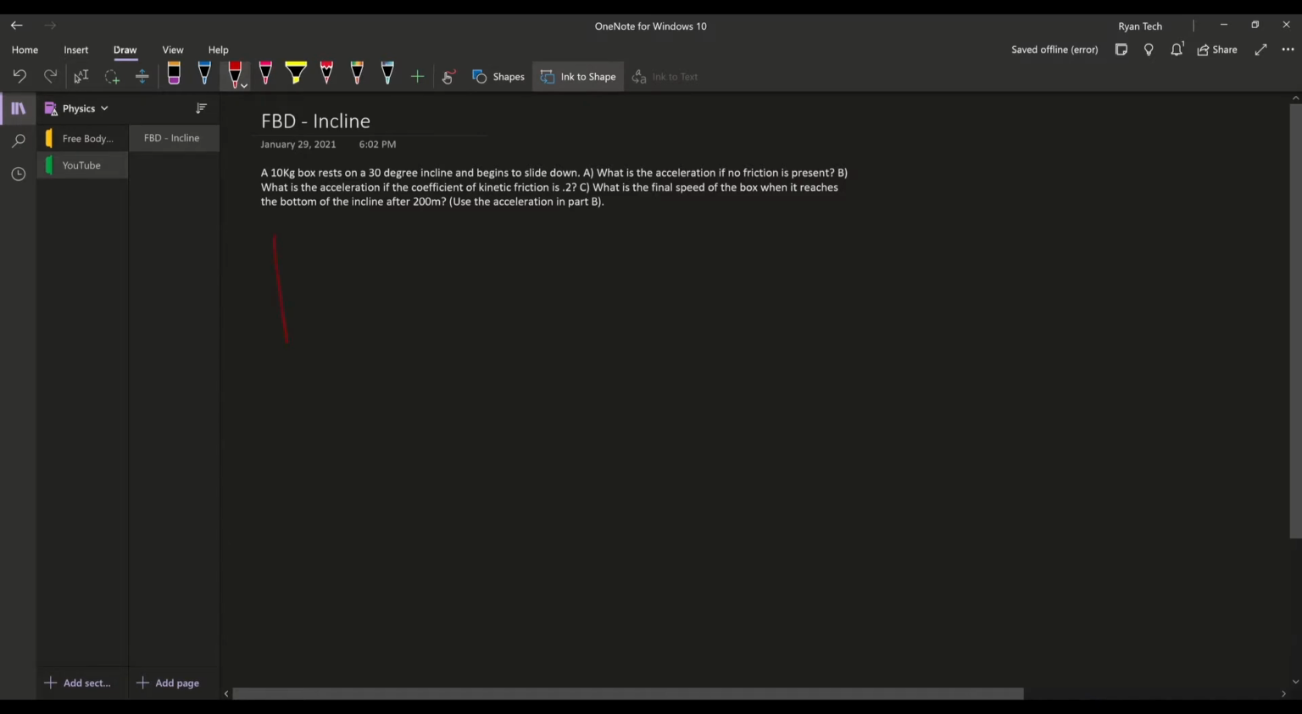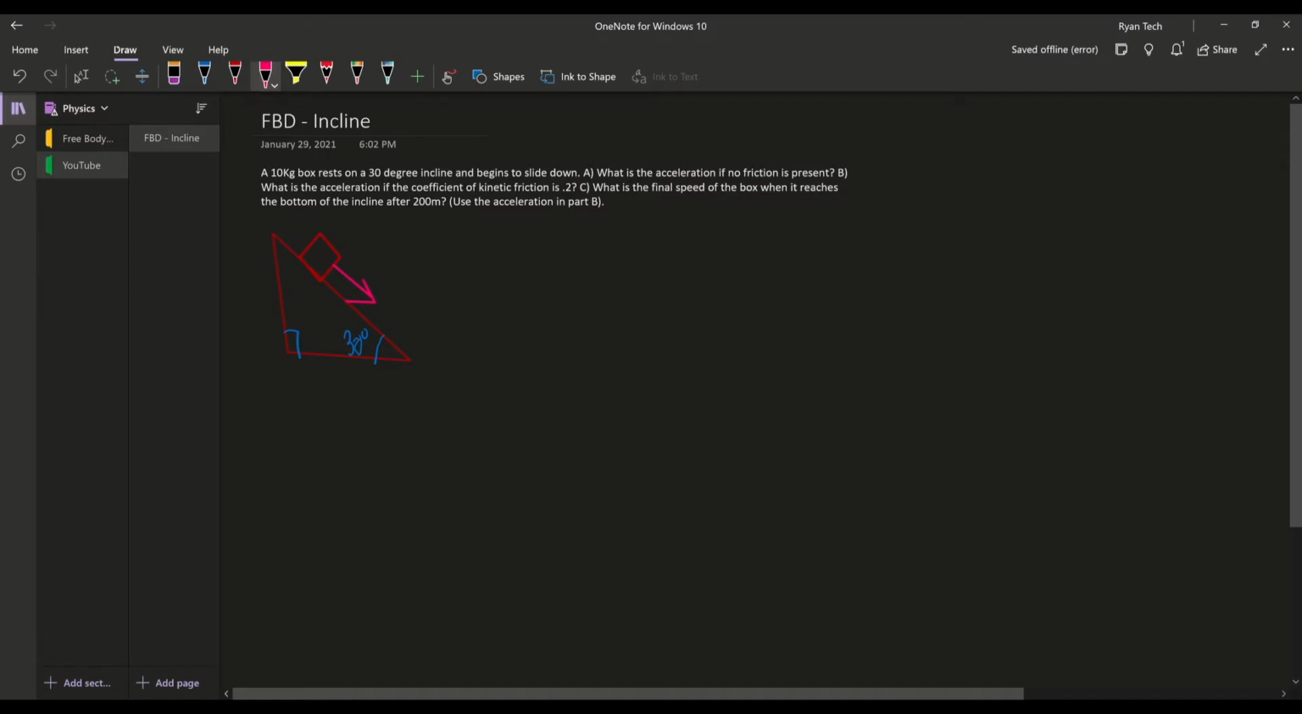So this is our triangle, and then we have a box, and as you see it's going down, and our angle, our theta, I guess you could call it, is 30 degrees, and this is a right angle triangle. As you can see, it's an incline. So now let's figure out part A. Part A says, what is the acceleration if no friction is present?